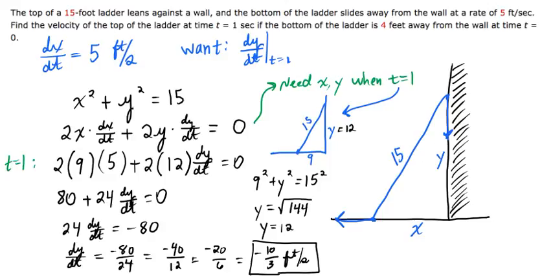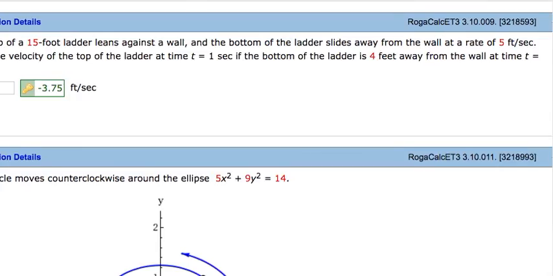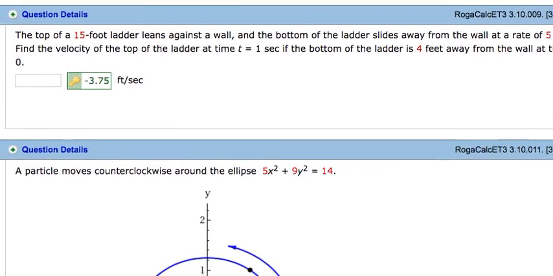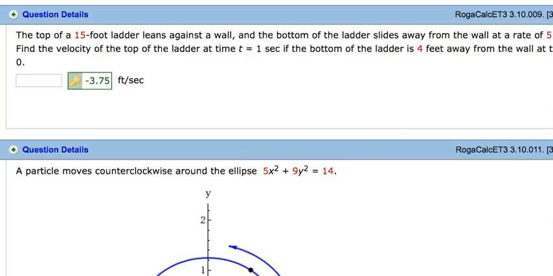So let's go over to this problem in the homework system and take a look at it. It says negative 3.75 is the exact value, although the numbers may have changed. No, the numbers are the same. Good.